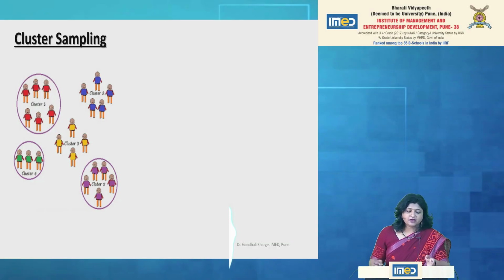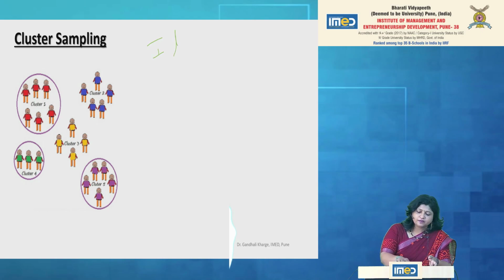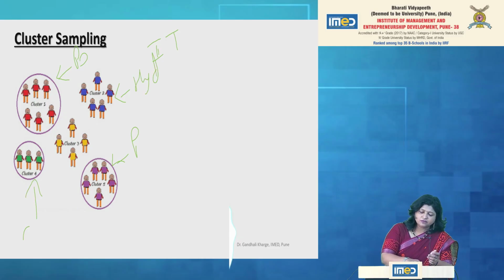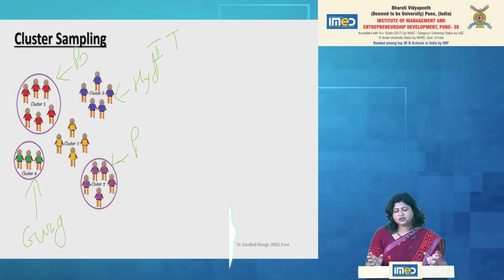So if we see the IT sector data, suppose this may be Bangalore, this may be Pune, Hyderabad, then Gurugram is there, right? So all these are nothing but the clusters. So we are collecting with the same proportion from each cluster. So this was about probability sampling.